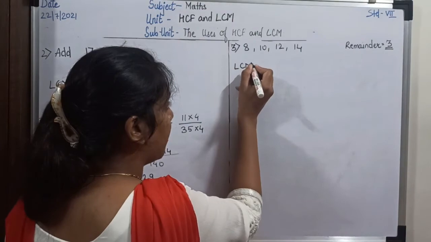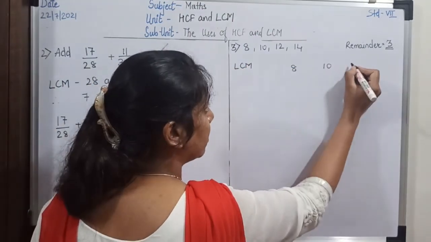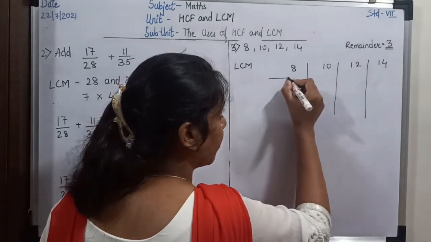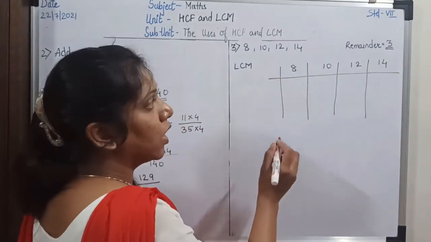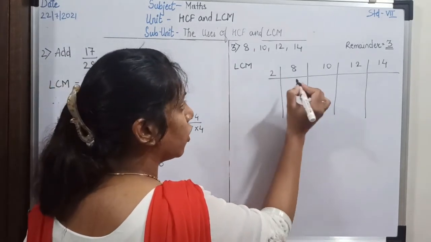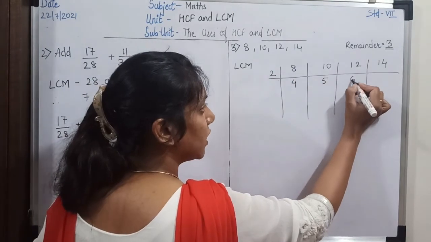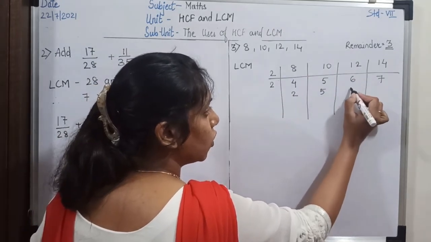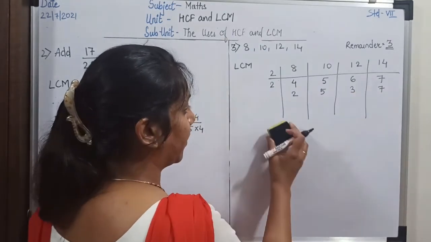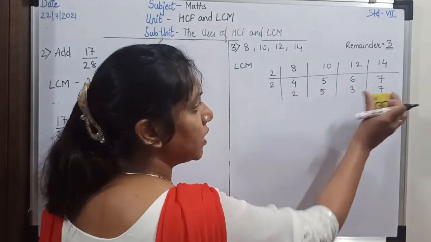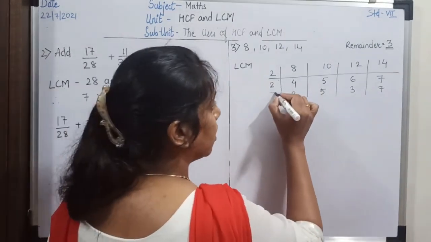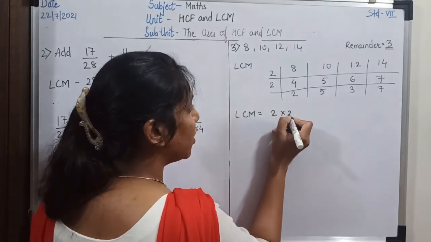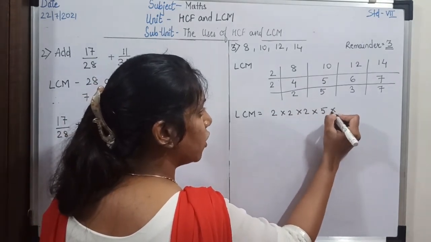So LCM of 8, 10, 12, 14. If you notice, these are all multiples of 2. 2 4s are 8, 2 5s are 10, 2 6s are 12, 2 7s are 14. 2 2s are 4, 5, 2 3s are 6, and the 7 comes down. So these all numbers are divisible by itself only. So we will not write it. Okay. Now LCM of these numbers is 2 into 2 into 2 into 5 into 3 into 7.